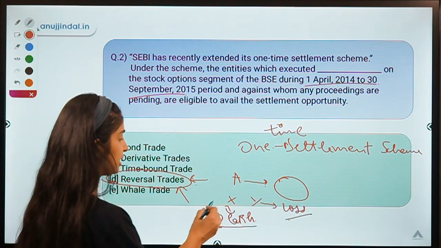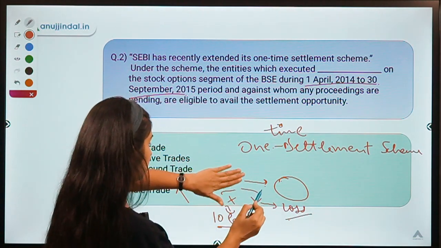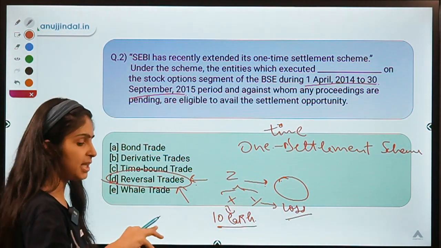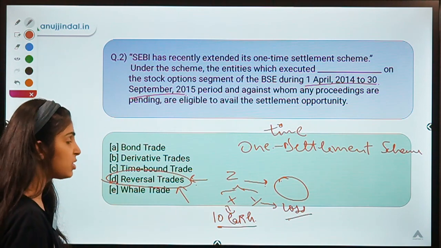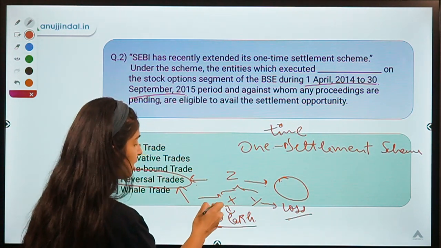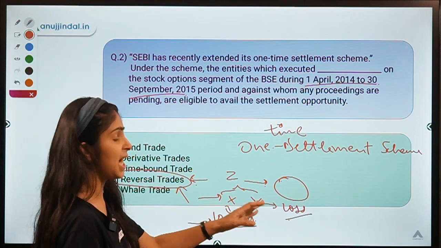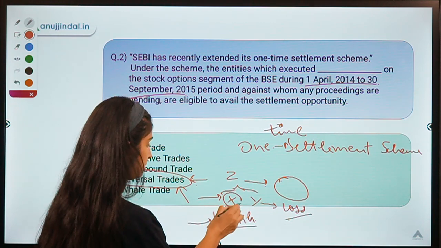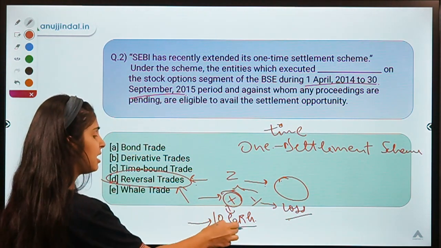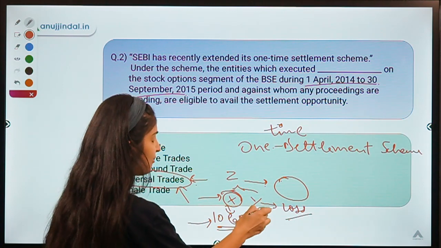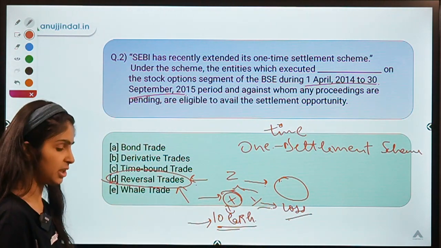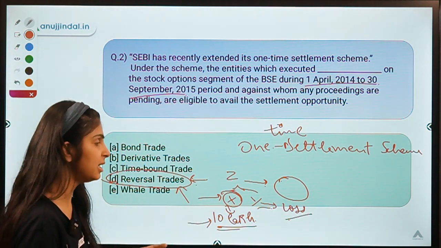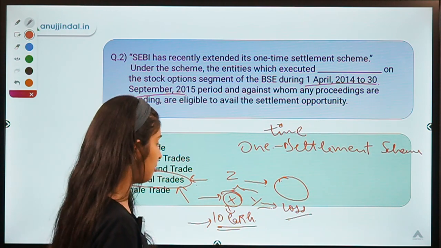Now, let's say there is a broker between them, Mr. Z, who is a friendly broker. He would somehow carry out a trade between both of them, which will end up with X earning an amount of 10 lakh and Y having a loss of 10 lakh, right? So some sort of trade between them will be manipulated like that so that they can fulfill their objectives, right?